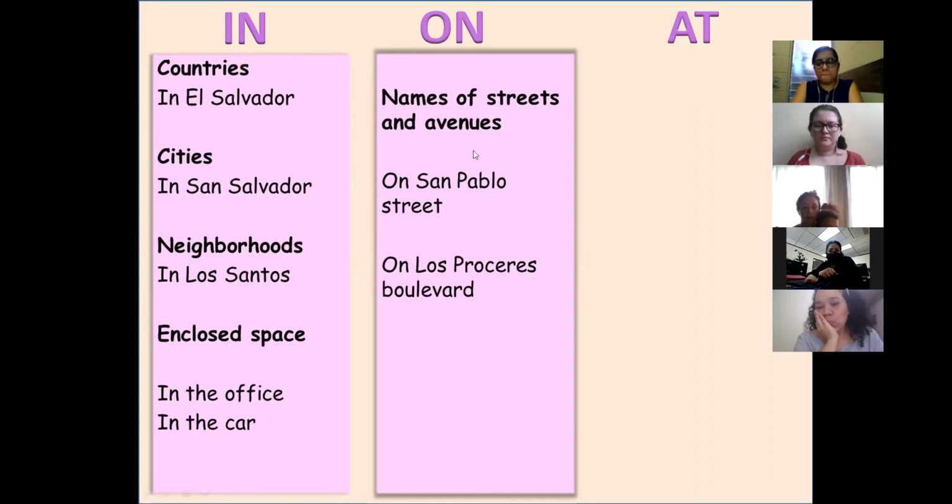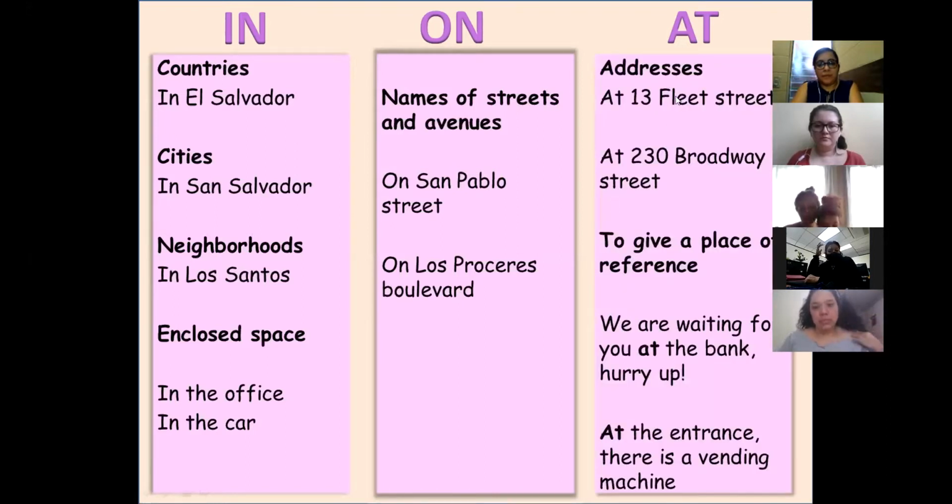In those cases, we are going to use on when you mention just the name of the street. But then we are going to use at for addresses. You mentioned the street too, but now you have a number. In the United States, you have to mention the number of the street: at 13 Fleet Street, at 230 Broadway Street. You mention the number of the street, the name of the street, and then you use at, okay? And in the case of on, you only mention the name of the street.